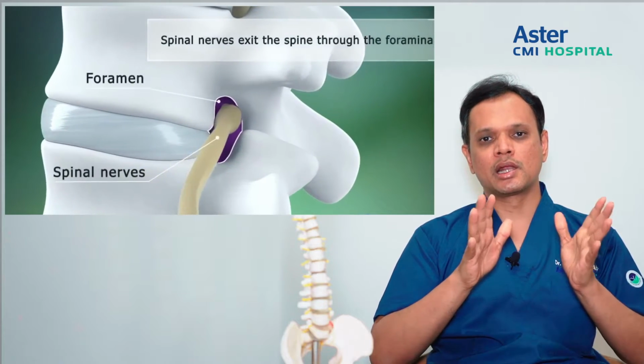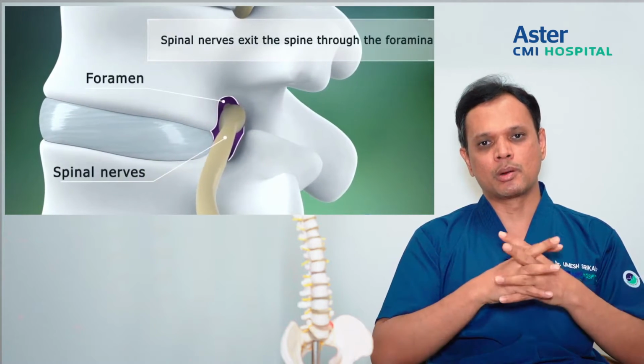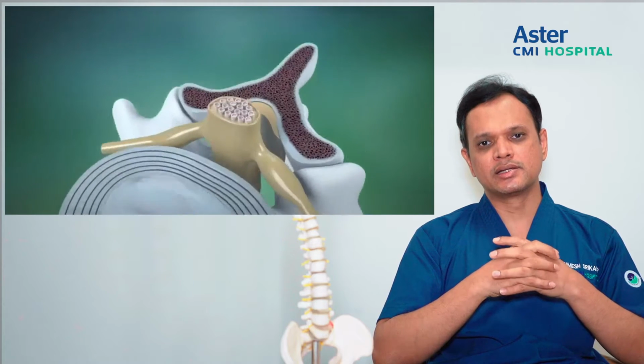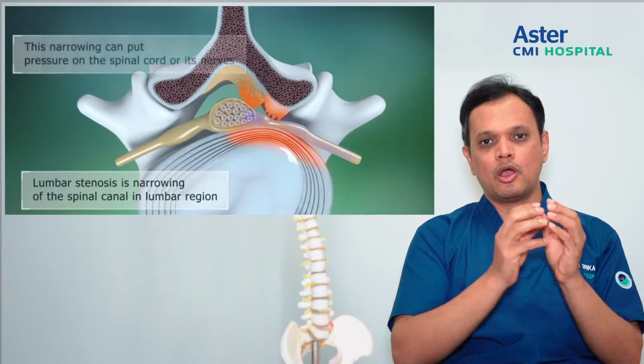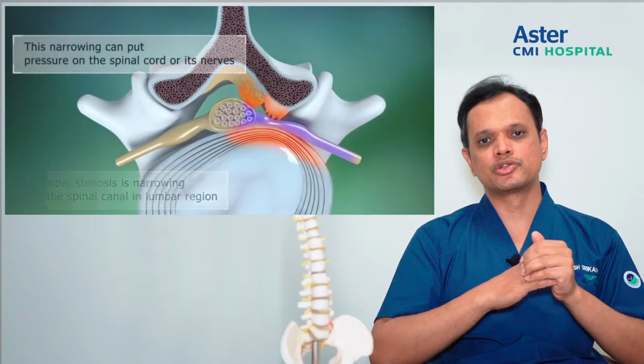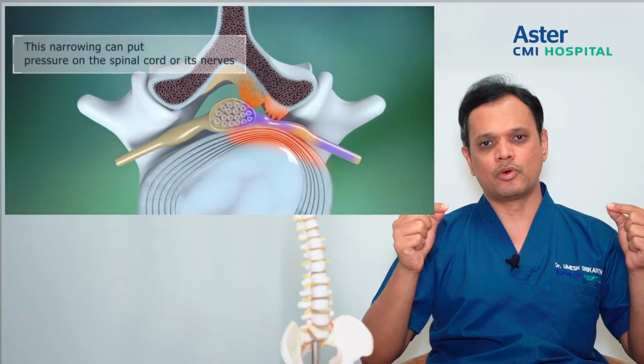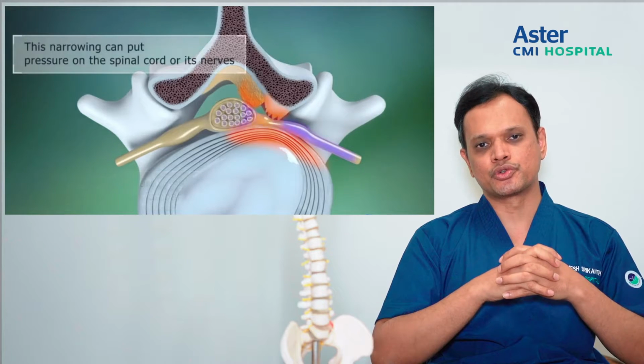So, a lumbar canal stenosis that usually happens in the lower back can result from either a compression or a decreased space in the main canal, or it can also happen due to a reduced space in the foramen, or the holes through which the nerve comes out and goes to the leg.